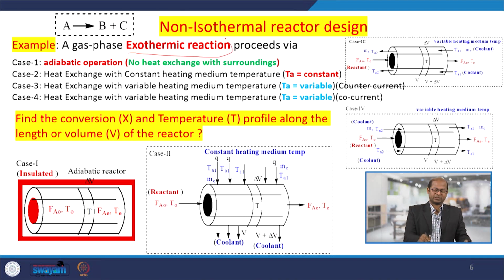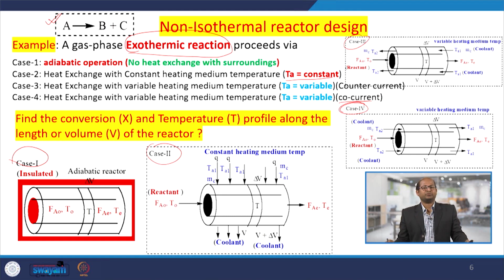Similarly, for exothermic reactions, we can conduct the reaction in adiabatic operation, or at constant temperature, meaning constant coolant temperature outside the surface of the reactor, and look at the temperature profile. Similarly, case 3 is counter current and case 4 is co-current flow of the coolant circulated outside the reactor while the reaction is in progress. So for both exothermic and endothermic reactions, there are 4 cases, and that way we can discuss.